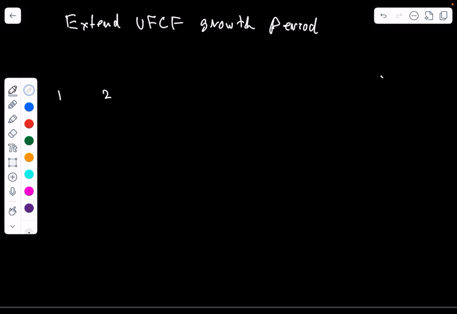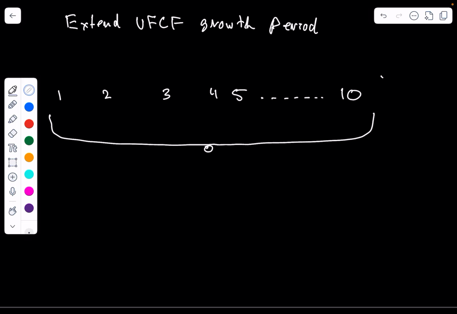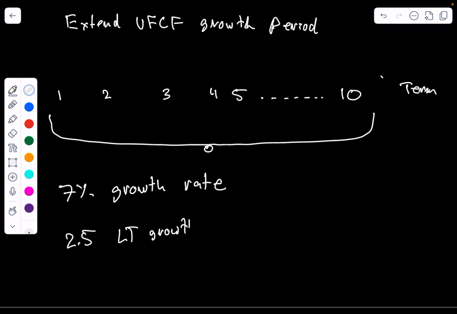But we can't just go to year 5, right? We might need to go all the way to year 10. And for this entire period of time, we might assume that the growth rate is 7%, right? That's the growth rate for this entire period of time. And then going forward, for the terminal value, we're still going to assume that same 2.5%. That's going to be the long-term growth rate, right?